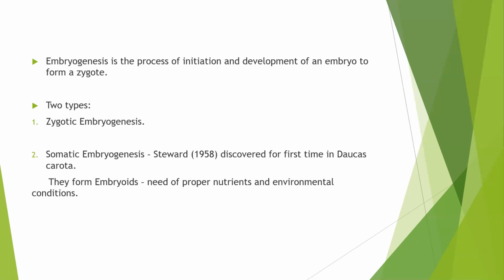This embryogenesis is of two types: zygotic embryogenesis and somatic embryogenesis. Now, what is zygotic embryogenesis? It is the formation of an embryo when there is a formation of a zygote.